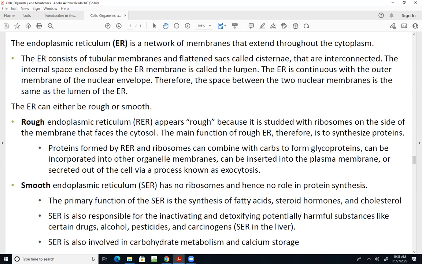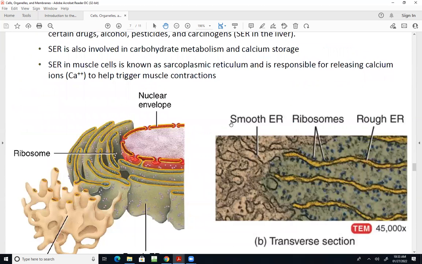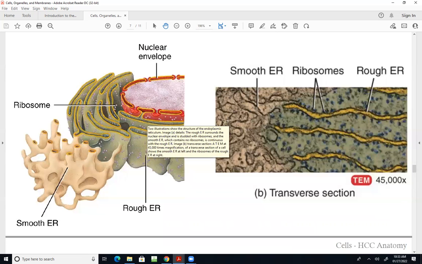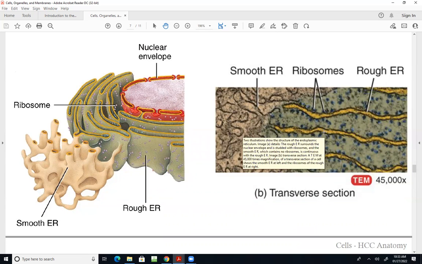The ER is continuous with the outer membrane of the nuclear envelope, and therefore the space between the two nuclear membranes is the same as the lumen of the ER. Pictured here at the bottom, we've got a couple of different things. A real view here under a special type of microscope, 45,000 times what our naked eye could see, to show you the two forms, rough and smooth. But this is the illustration I'll kind of reference the most, showing you those two forms, rough and smooth.